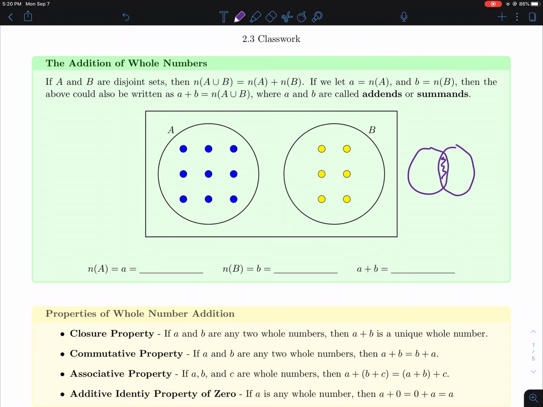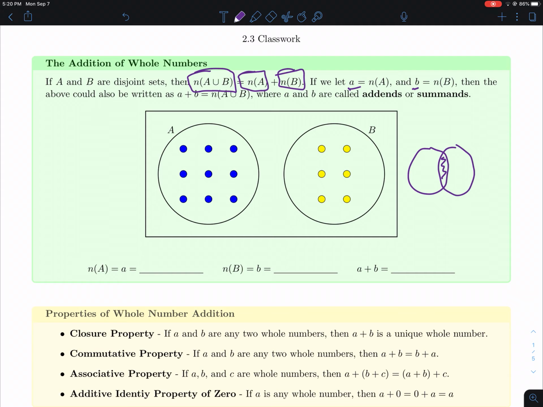So in this case, if you take the cardinality of A union B, it's the same thing as just taking the cardinality of A and adding it to the cardinality of B. And so in this case, if we assume little a is the cardinality of A and little b is the cardinality of B, then the above could also be written as a plus b equals the cardinality of A union B, where a and b are called addends or summands. So again, the idea is we can actually use set theory as a way to talk about addition.